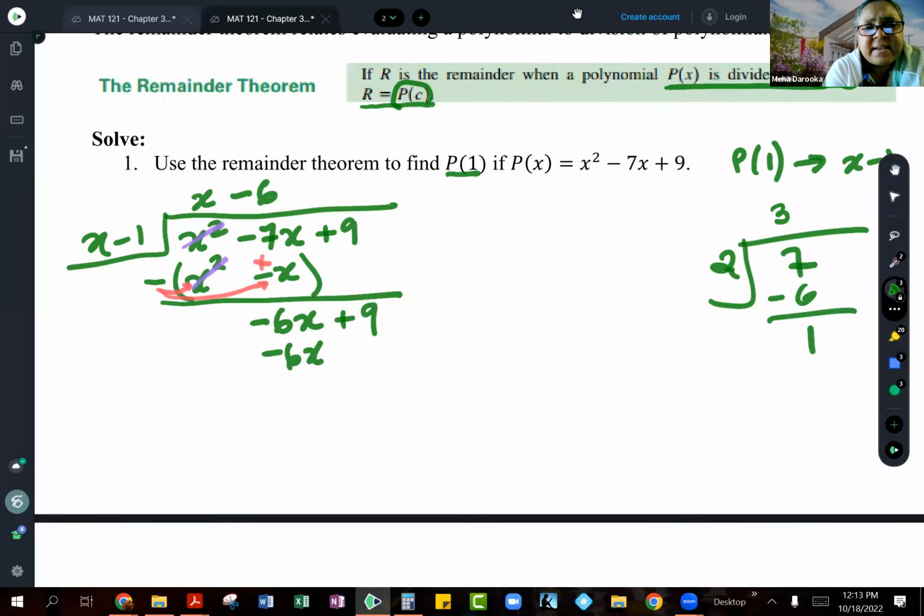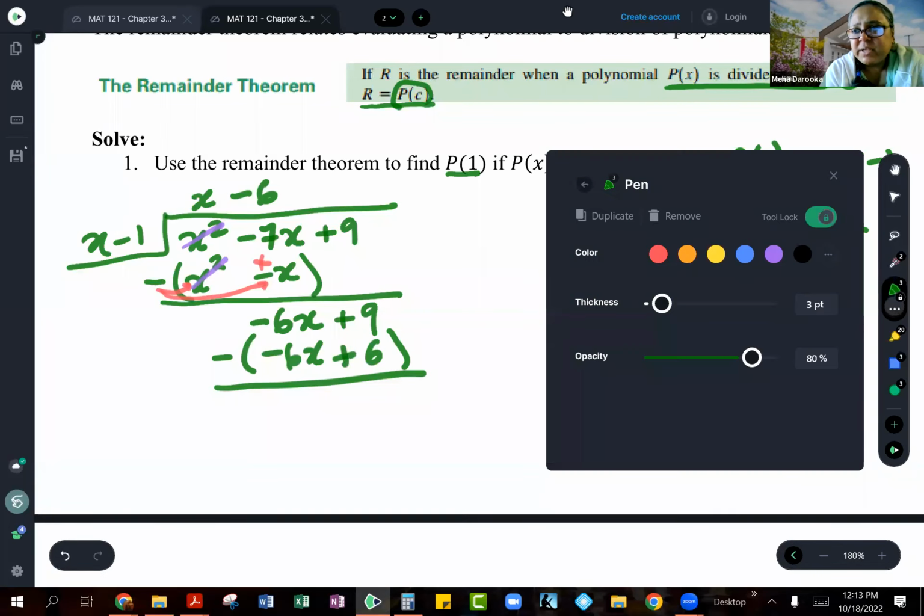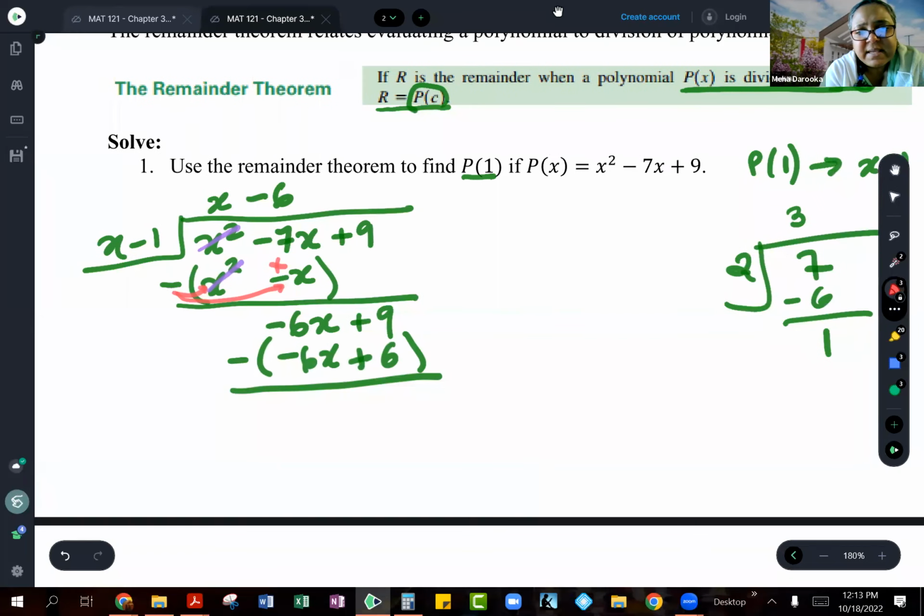Then we take the -1, multiply it with -6. So -1 times -6, negative and negative positive, you will end up getting +6 over here. Now, again, we need to subtract this guy because that's always what you do with long division. So same thing's going to happen here. You take this negative sign and you distribute it inside your parentheses. So negative times negative, this will now become positive. Negative times positive, this guy will become negative.